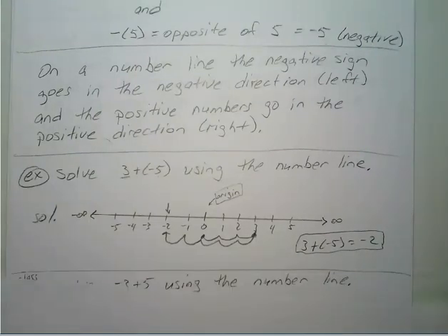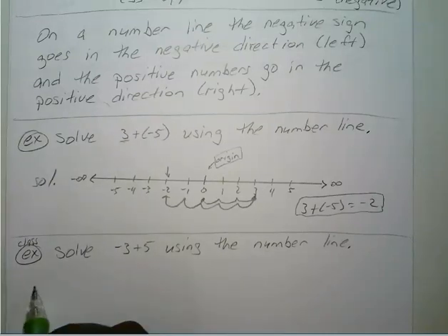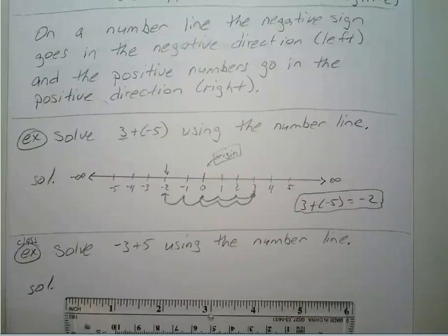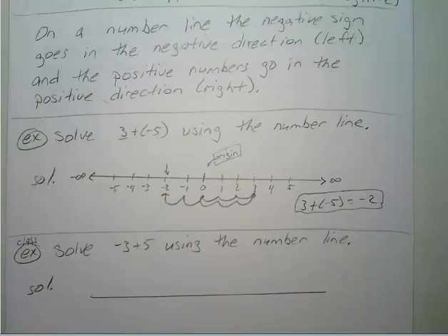All right, let's try another example. What if you wanted to solve negative 3 plus 5 using the number line? Go ahead and press pause and try to solve this one on your own. All right, I'm assuming you've paused it, so let's go ahead and verify.